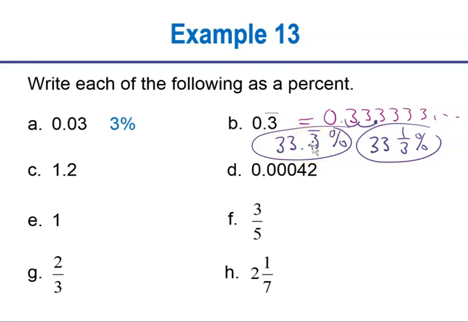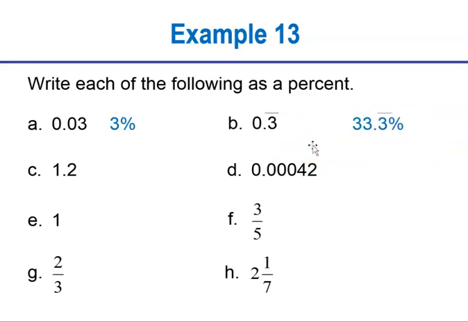If I show you the typed up version, notice they have 33 and 3 repeating percent. What about 1 2/10? Well, if I move the decimal 2 places to the right, that would be 120. Don't forget to add the percent sign.